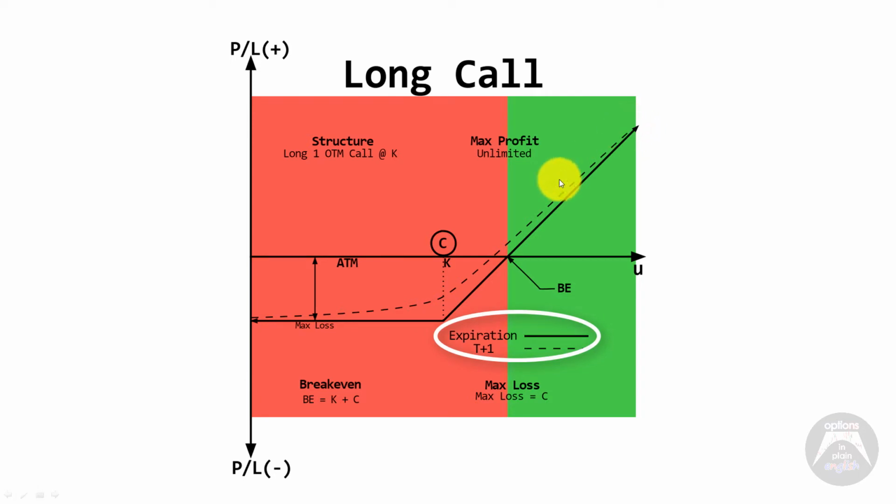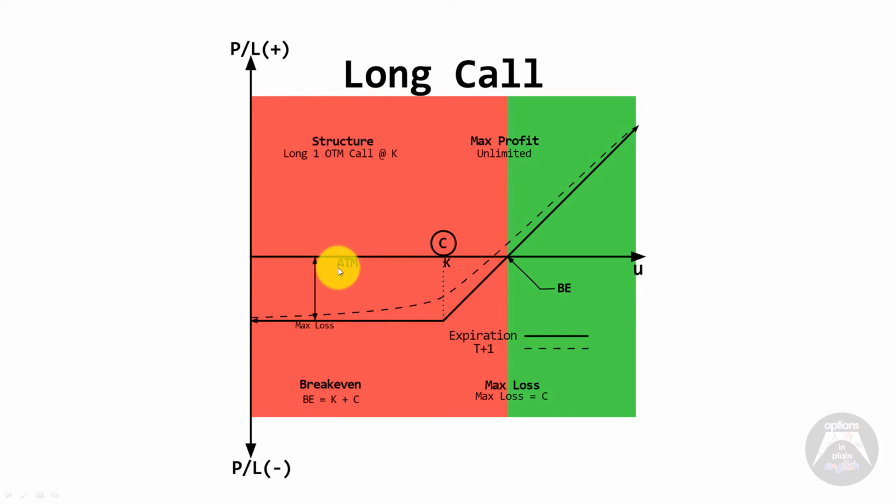The dashed line represents the P&L at a time prior to expiration, because this graph, this line, is not the same at all times. It changes with time because there is less time remaining, so the price of the different options is going to be changing. So for example, in the case of a long call, we would have a certain number of elements here.